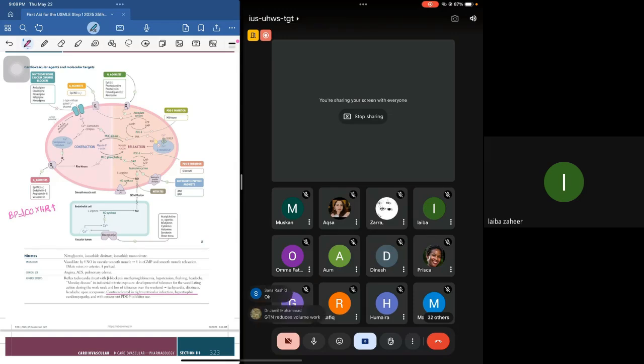Okay. Now, one more thing is that sildenafil causes the same thing as well, right? Sildenafil is a PDE5 inhibitor. That is why we don't combine the two things at the same time. We do not combine sildenafil with nitroglycerin, because that is going to cause a lot of problems.